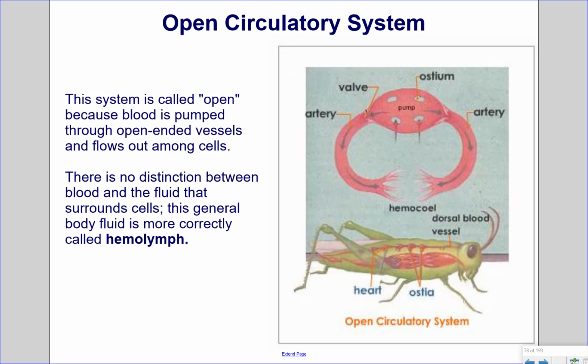Open circulatory system. This system is called open because blood is pumped through open-ended vessels and flows out among cells. There is no distinction between blood and the fluid that surrounds cells. This general body fluid is more correctly called hemolymph, hemo referring to the blood and lymph referring to the fluid that's around the cells.